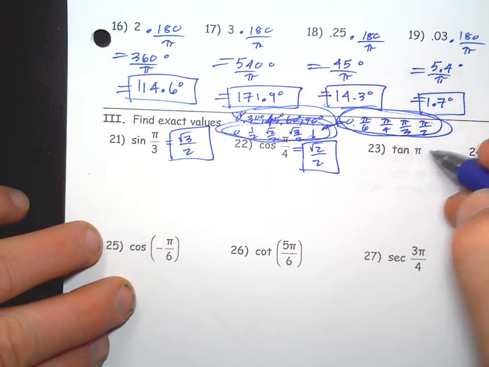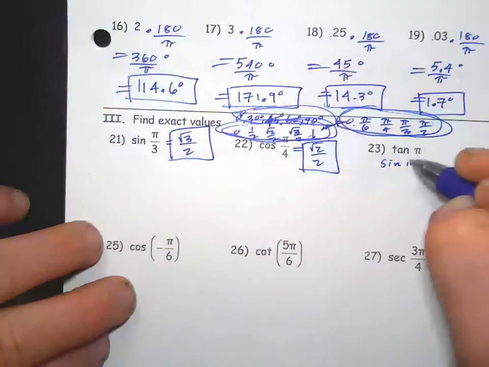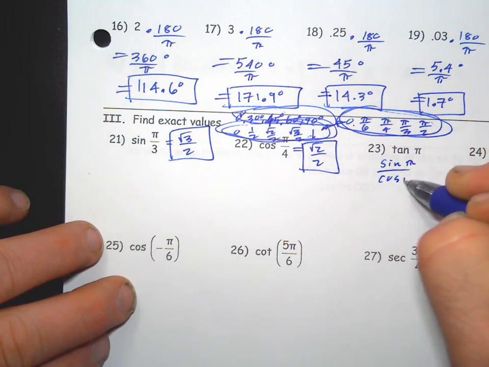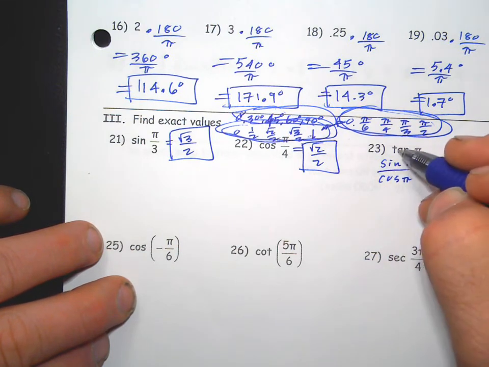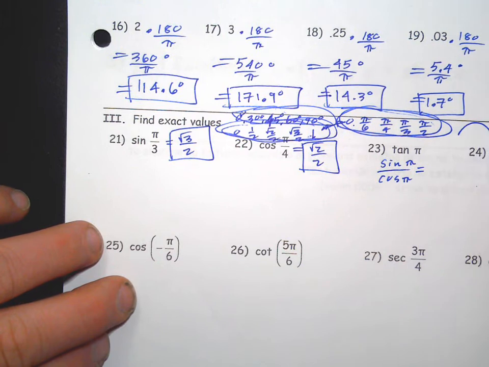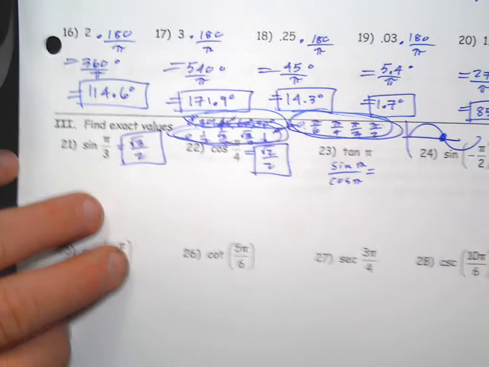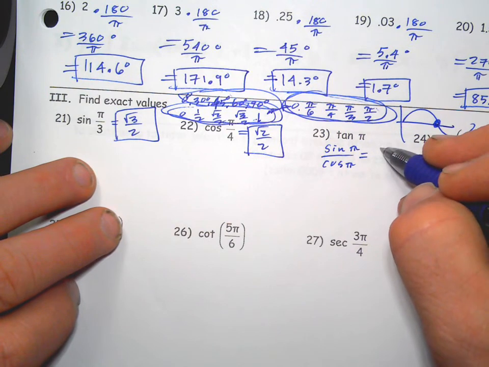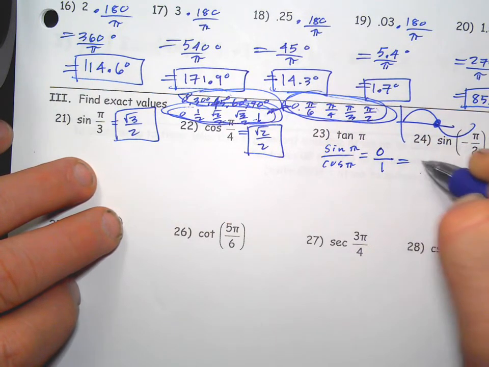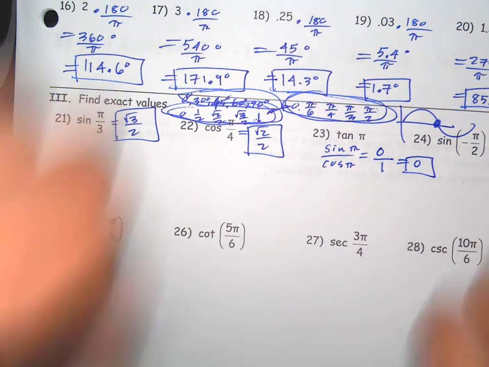Okay, tangent of pi. I don't memorize tangent values. I memorize sine and cosine values. Sine of pi. Pi is the same as a half circle, right? It's right here on the sine curve. It's halfway through the period. Sine is 0, cosine is 1. The answer is 0. Okay?